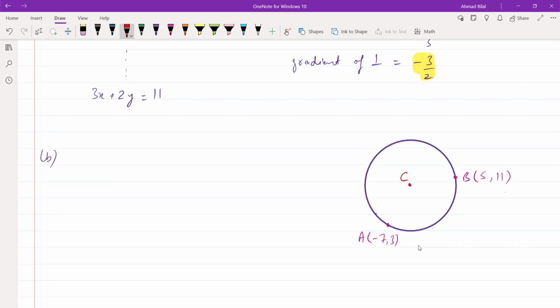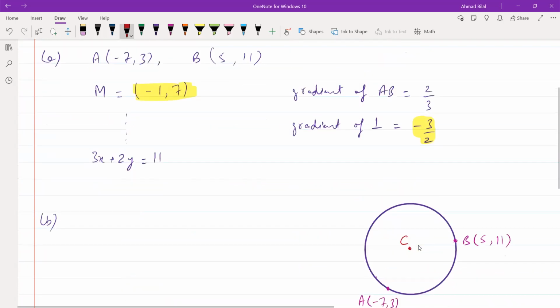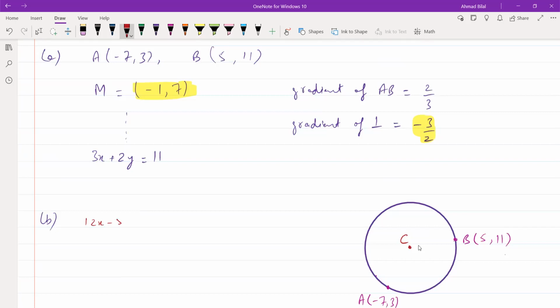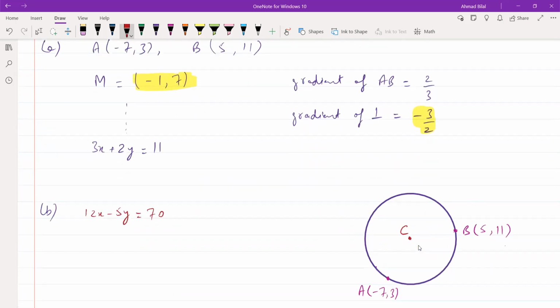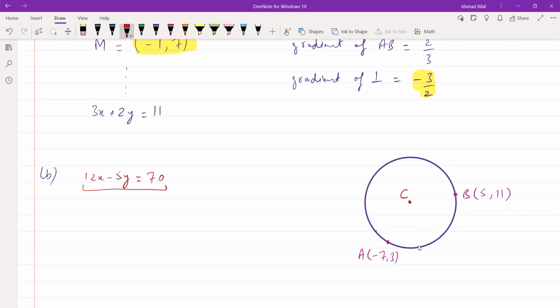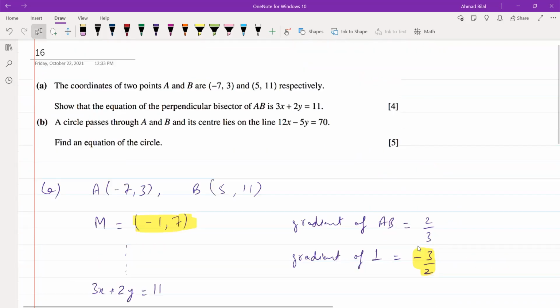We have to find the equation of the circle using this information. It has been said that the center of the circle lies on this line, 12x minus 5y equals 70. This is what is given. What have we found in the first part? We have found the equation of the perpendicular bisector of AB.